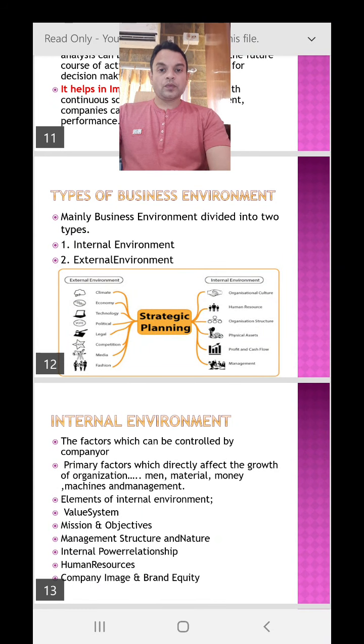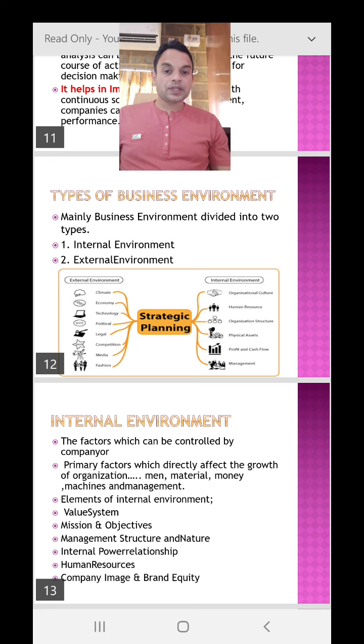We are moving further with the topic that is business environment. We have seen the importance of business environment. We have seen the features of business environment, and today we'll be going to see types of business environment. Today we'll be referring to slide number 12, 13, 14 and 15.